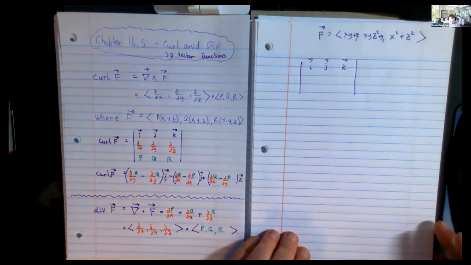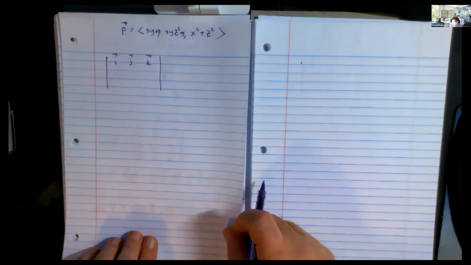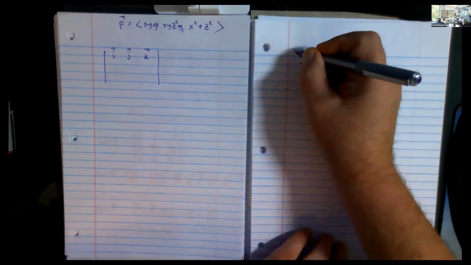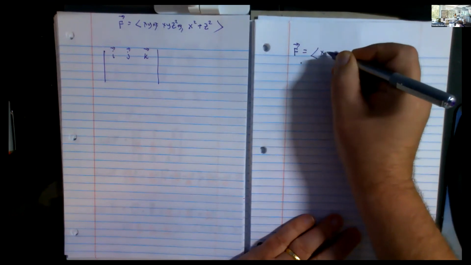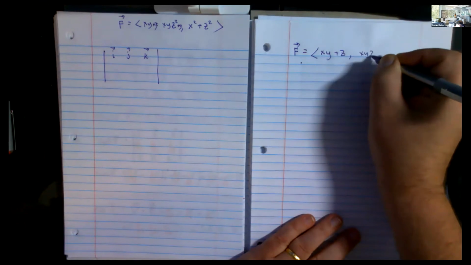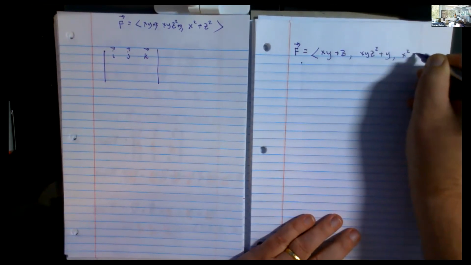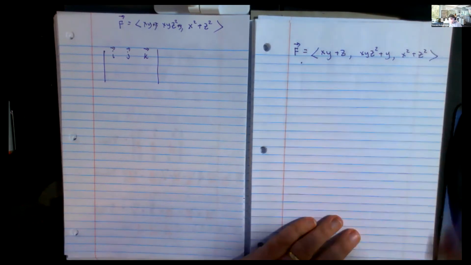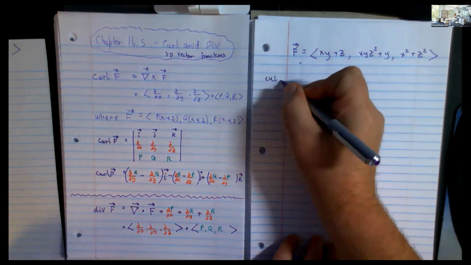Okay, ready to try this out? Now, I think I should do that again, it's a bit messy. Let's suppose we have a vector function, xy plus z, xy z squared plus y, and x squared plus z squared. Suppose we had that. And I would like to calculate or find the curl of F.